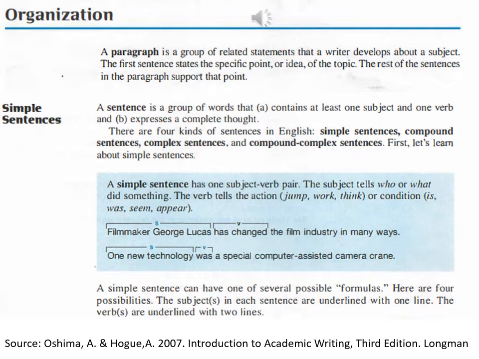There are 4 kinds of sentences in English. The first one is simple sentences. The second one is compound sentences. The third one is complex sentences. And the last one is compound complex sentences.